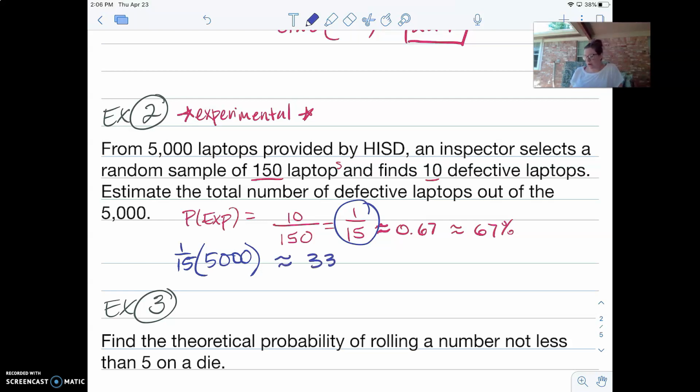So multiply that, and we get approximately 333.3. They'll probably ask you to round to the nearest whole number, because you can't have a third of a laptop. So they'll either say that's 333 or 334. But that is how many approximate laptops might be defective just based on our sample size. Okay? All right. So that's a summary of experimental.